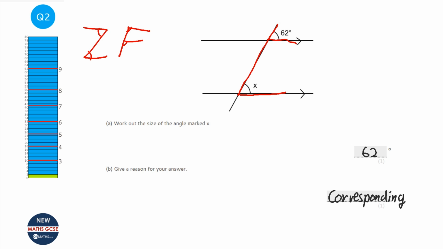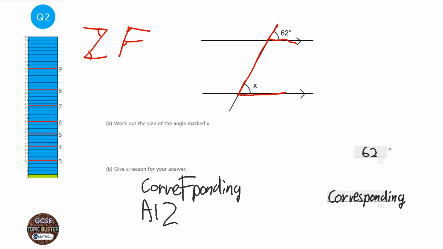Now I always got corresponding and alternate mixed up, so I don't know whether this will help you, but I always think "c" for corresponding and "a" for alternate. Please don't spell it that way, but I just literally bung the letter into the word and I've never got them muddled up since, so that might help you.